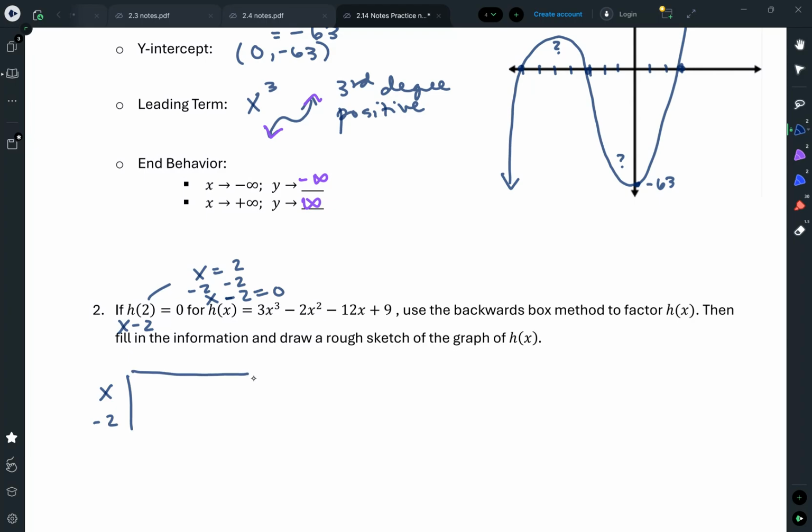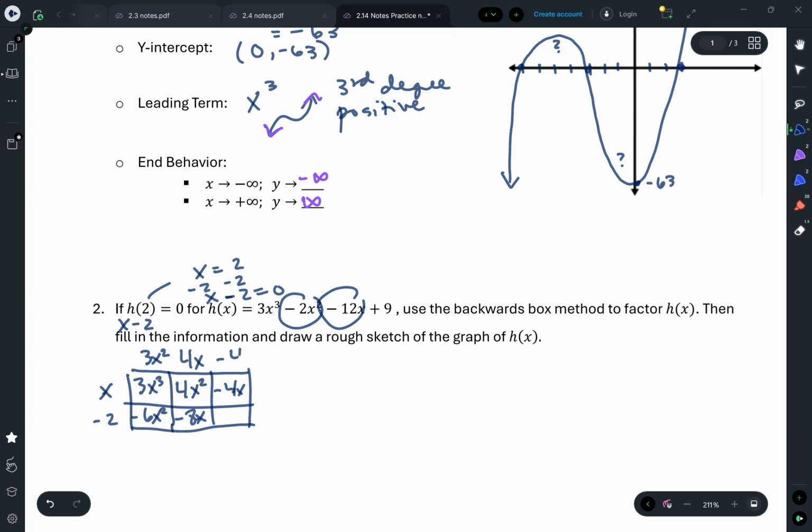You could do synthetic to divide this out. You could do box. You could do long division. So x divides into 3x cubed, 3x squared times, this is going to be negative 6x squared. I have to get a negative 2x squared for my x squared parts though, so this one's going to be 4x squared. X divides into 4x squared, 4x times negative 8x. This would be negative 4x because these two, negative 8, negative 4, have to make a negative 12. So this is negative 4.